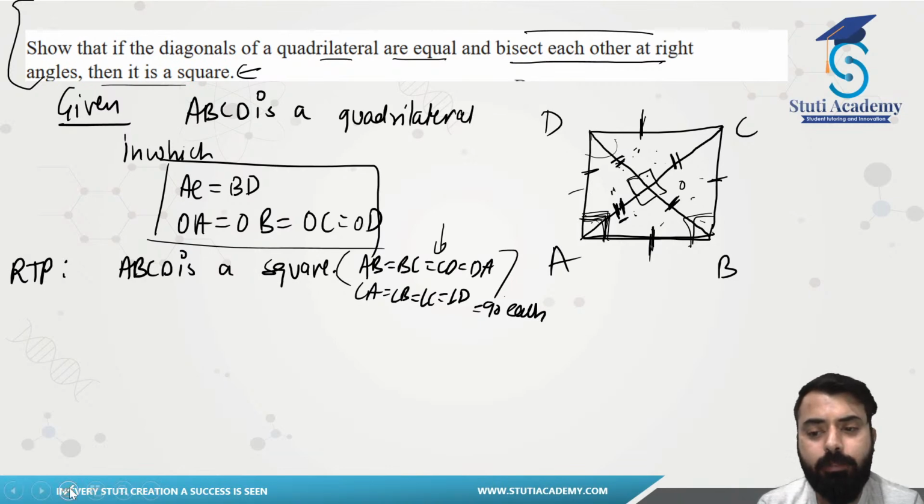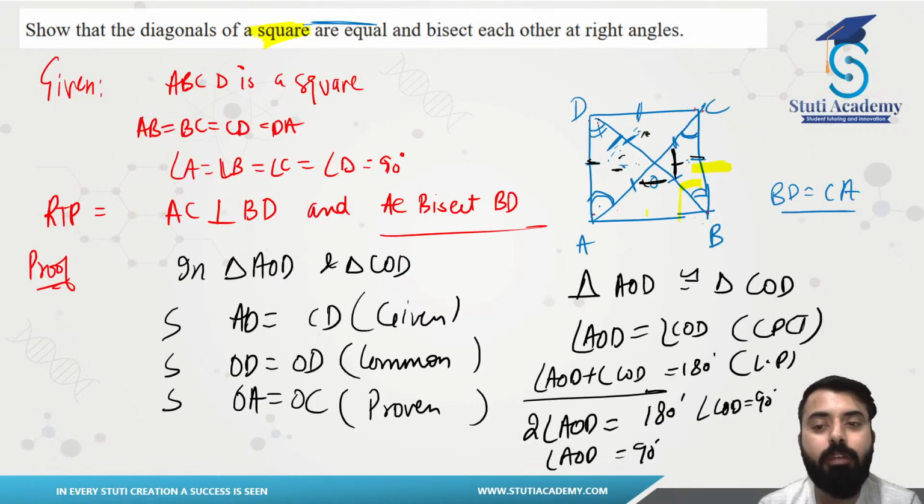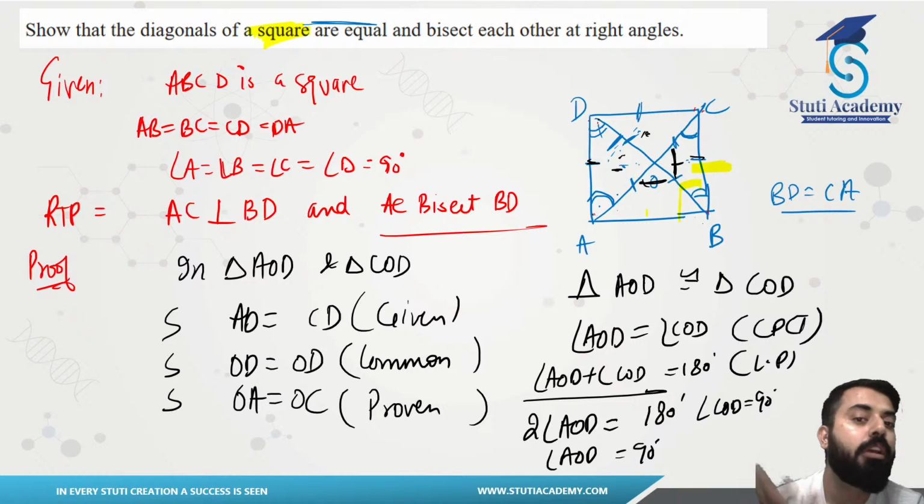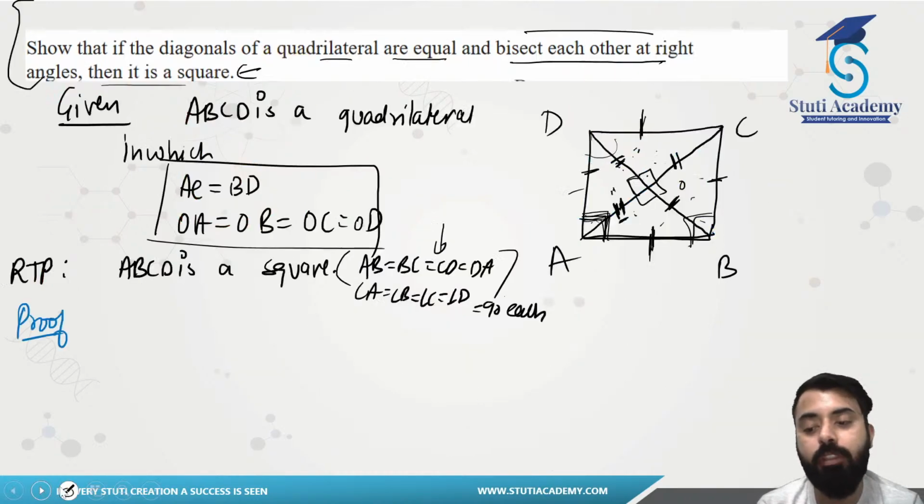So let's start with the proof then. Let me just change the ink. Proof. In a previous sum, we had taken the bigger triangle first, then we went towards the smaller ones. Now in this case, we are going to start with the last portion, that means these two smaller triangles, then we are going to jump towards our bigger ones. That will be the case. Let's start with the proof.